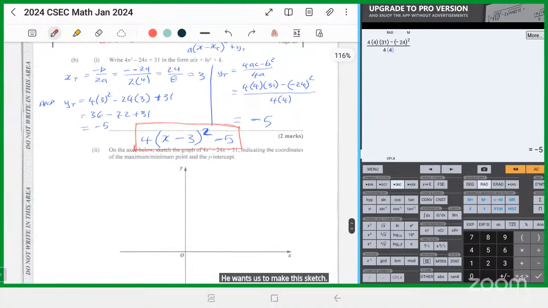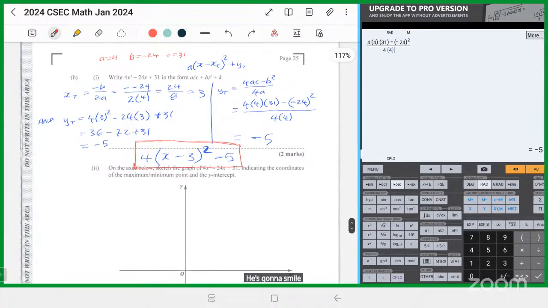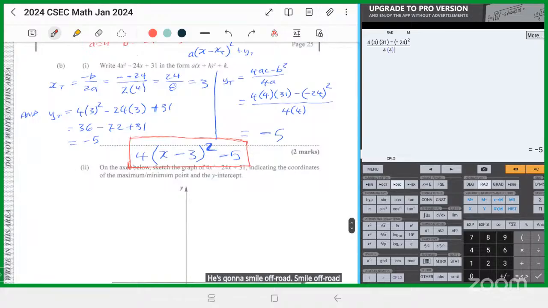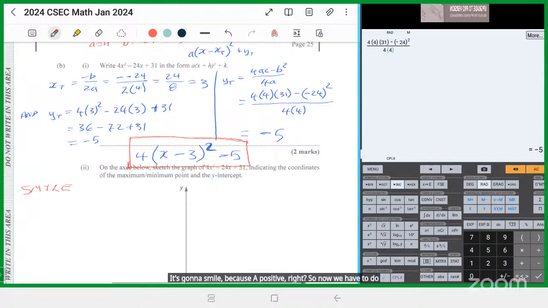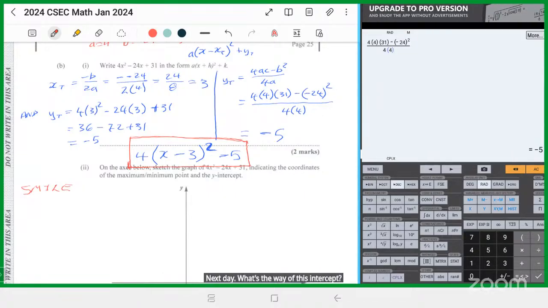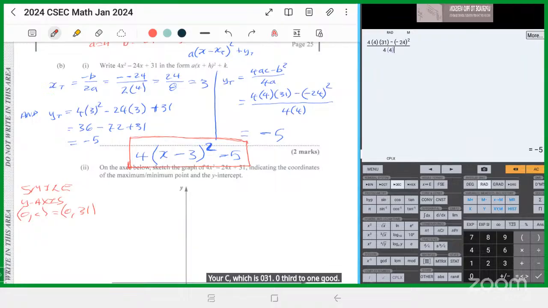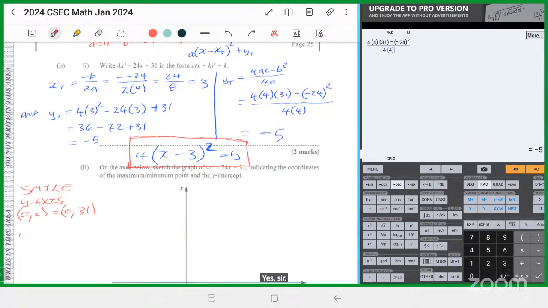Now, to make the sketch, let's do the analysis. Is it going to smile or frown? It's going to smile because the a is positive, right? So now we have to do a smile. Next thing, what's the y-axis intercept on this graph? 0, c. Remember it's 0, c. So it's 0, 31. Good?